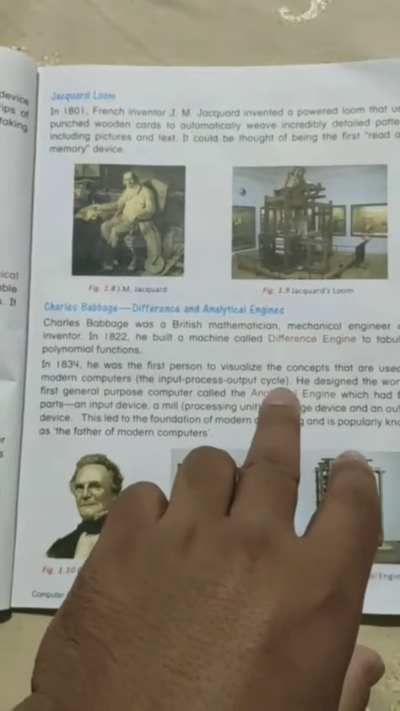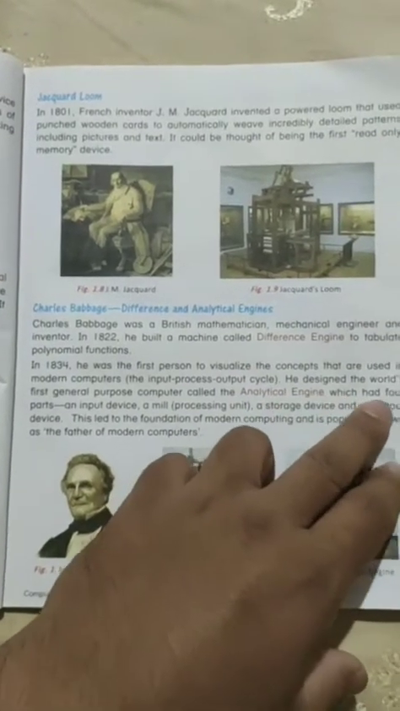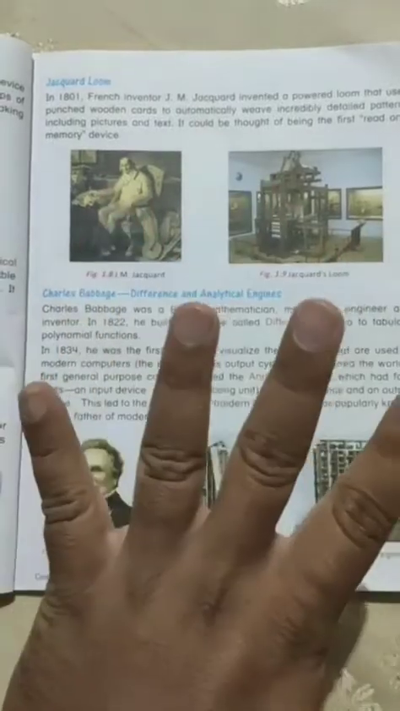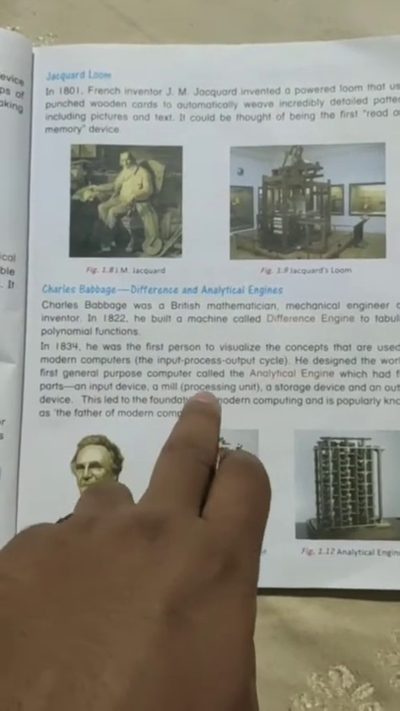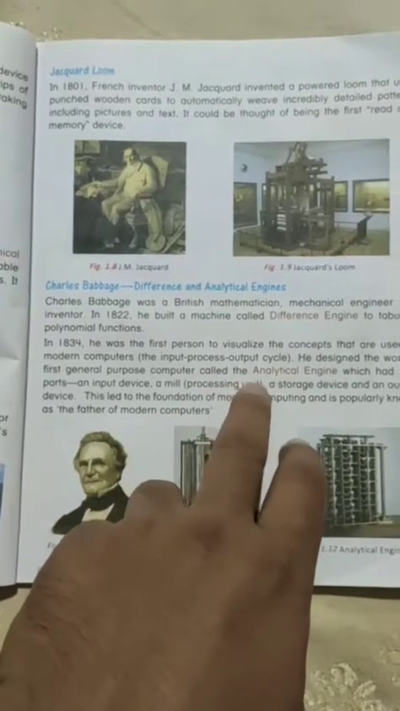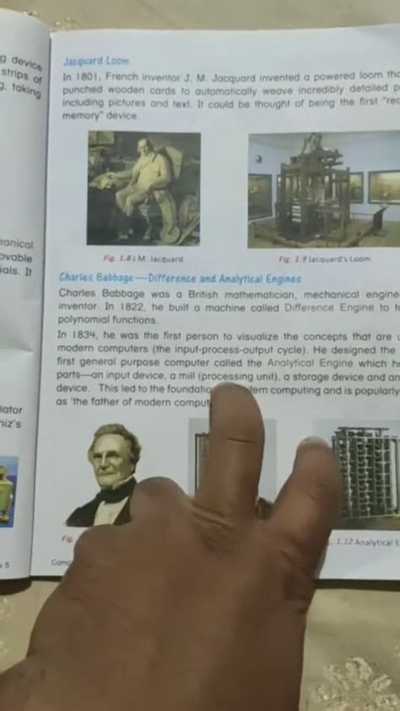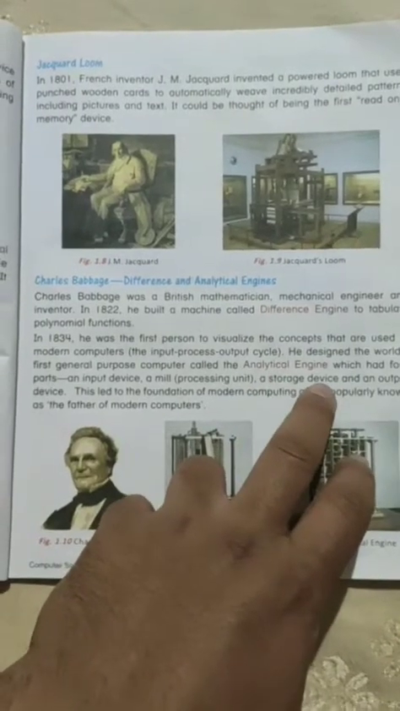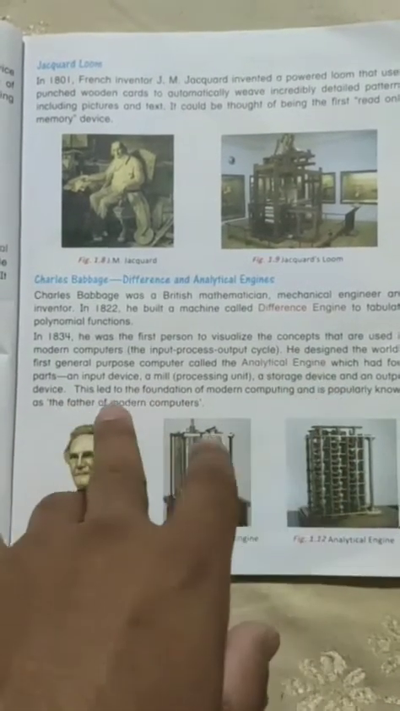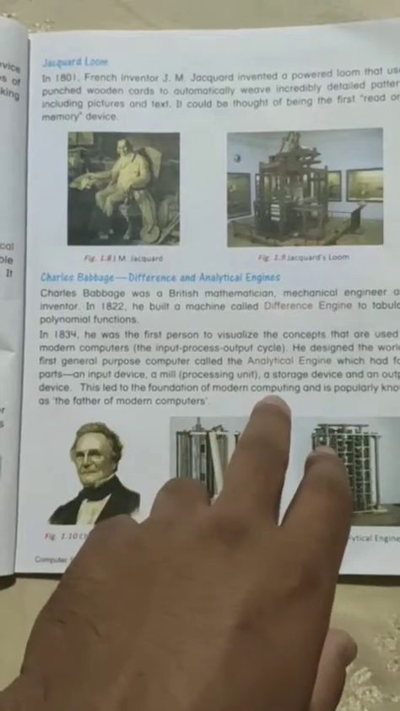After that, he invented an analytical engine which had 4 parts. How many parts? 4 parts. First one, an input device. Second one, a mill, which is known as a processing unit also, which decides what to do and what not to do, like a brain also. Third, a storage device which stores information, and fourth, an output device. This led to the foundation of modern computing.